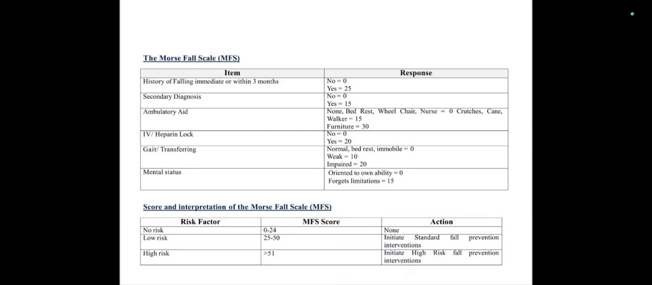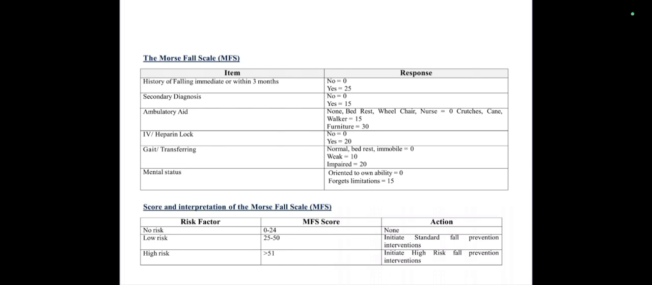yes is 25. Secondary diagnosis: no is 0, yes is 15. Ambulatory aid: none, bed rest or wheelchair nurse is 0, crutch, cane, walker is 15, and furniture is 30. Gait or transferring: no is 0, yes is 20. Heparin lock: no is 0, yes is 20. And mental status: oriented to own ability is 0, forgets limitation is 15.